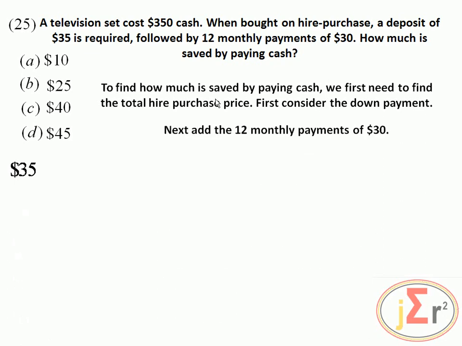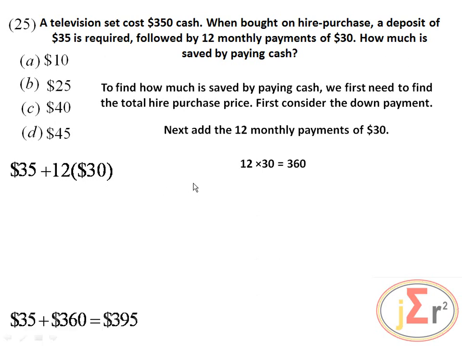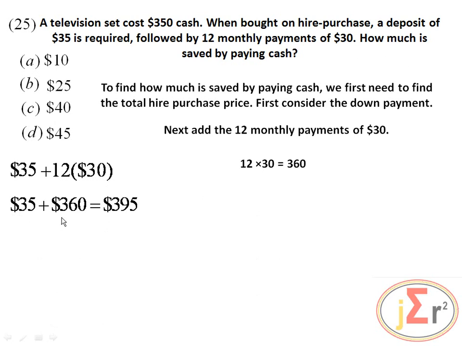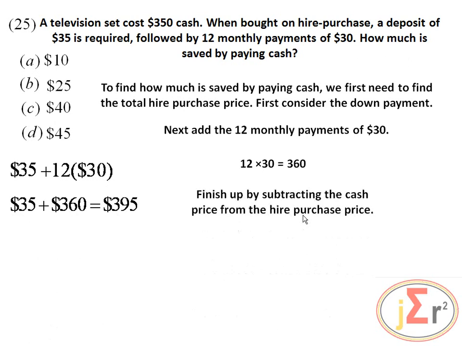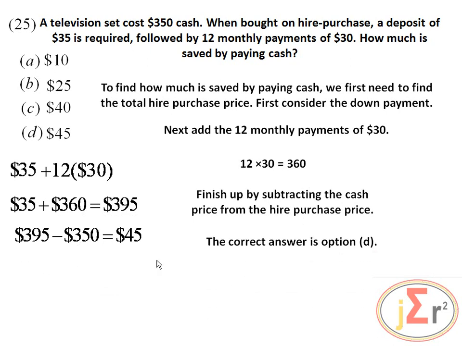Next, add the 12 monthly payments of $30. We add plus 12 times 30, 12 monthly payments of $30. 12 multiplied by 30 is 360. So we have $35 plus $360, and that is equal to $395. We will finish up by subtracting the cash price from the hire purchase price. This is the hire purchase price. We will subtract the cost price from that, and we have $45. The correct answer is option D.